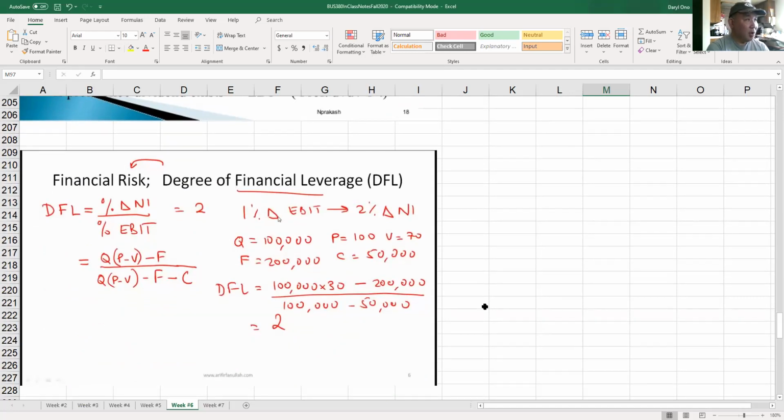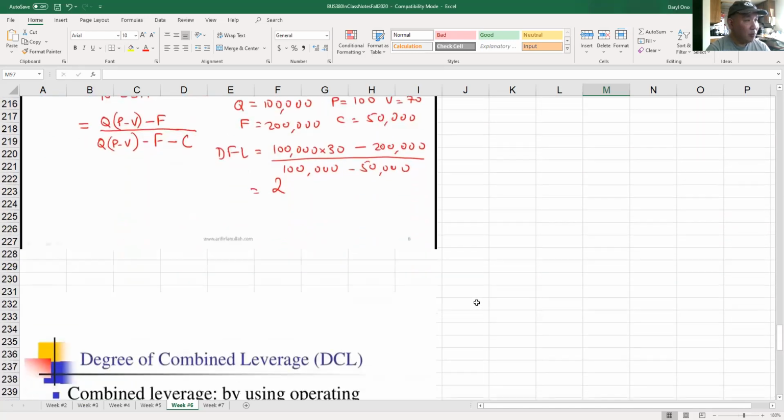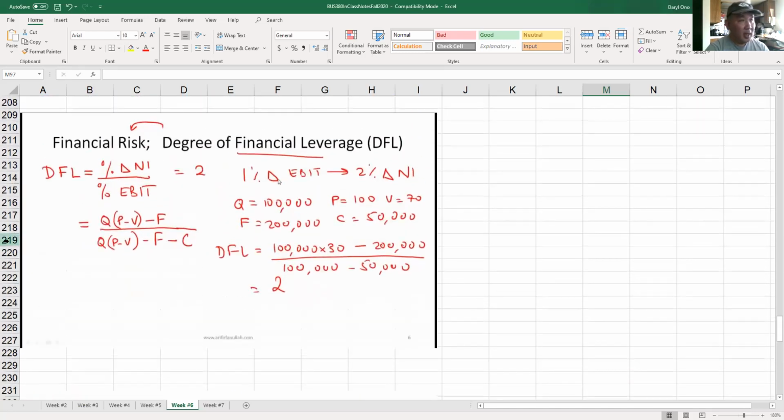Okay, so let's go over this formula that I had written out a long time ago. Let's say then that we have Q, that's the number of units sold. The price per unit is $100 per unit. The variable cost per unit is $70 per unit. Total fixed costs are equal to $200,000. And here I put C, that's the interest cost. I should have put I there, but we have C.